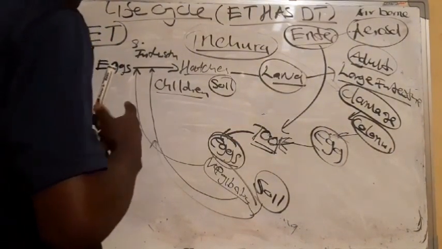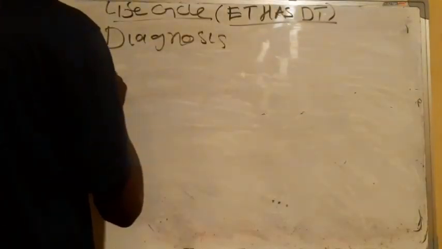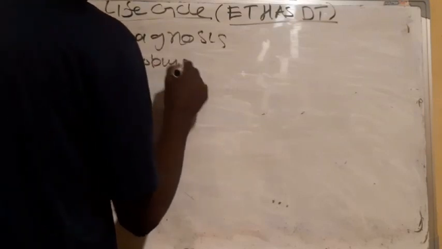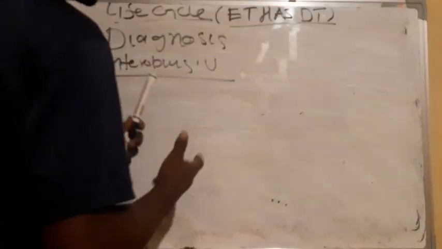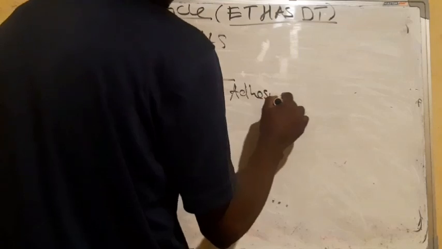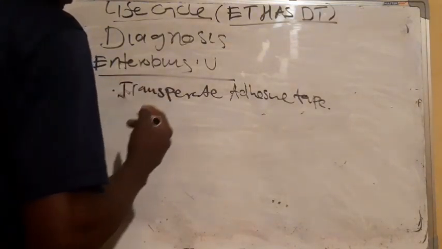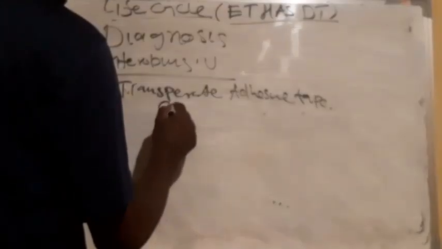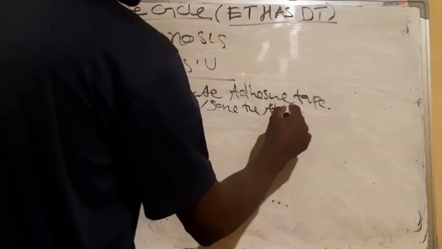So now, what is the diagnosis of this? Let's consider the diagnosis, starting with the enterobius vermicularis. How can the enterobius vermicularis be diagnosed? One, it is by using the transparent adhesive tape. What is seen here when we use the adhesive tape? It is the eggs, or sometimes the adult worm. Okay.